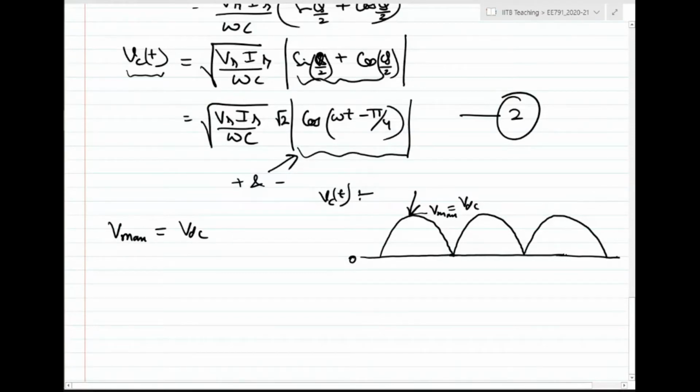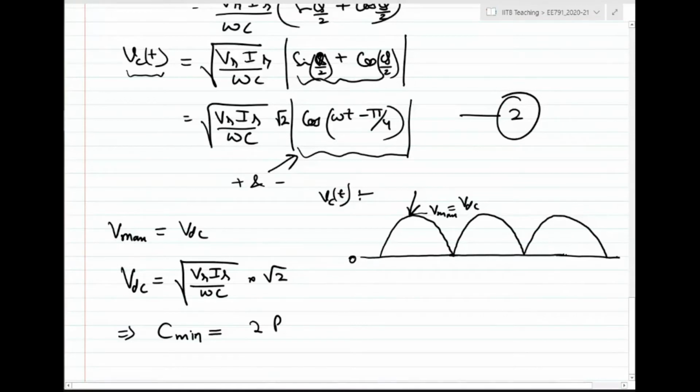So if I substitute that, then what I get is VDC is equal to root of VR IR upon omega C into root of 2. And if I rearrange it, I get this C, which is the minimum value of C required to achieve active power decoupling, given by VR IR, which I can write as power, so 2 times the grid power, the average power P, upon omega VDC square.